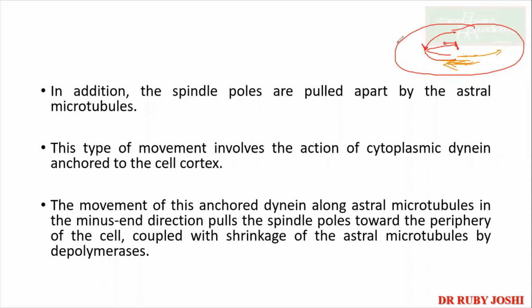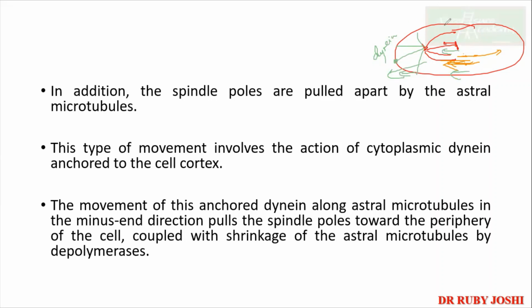Now we also have these astral microtubules, right? These are in association with your dynein at the cell cortex. So what they are doing is pulling this side. This is also pulling it here. So what will happen then? This entire thing: this is pushing in this direction, this is also coming in this direction, and this is also bringing it in the same direction.